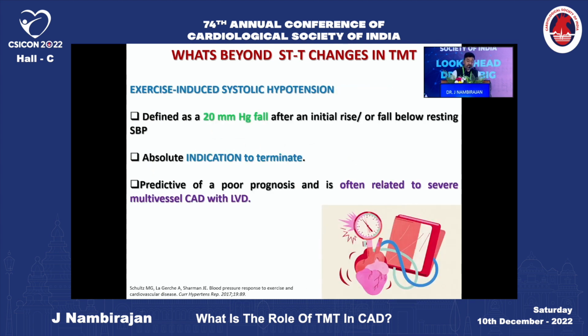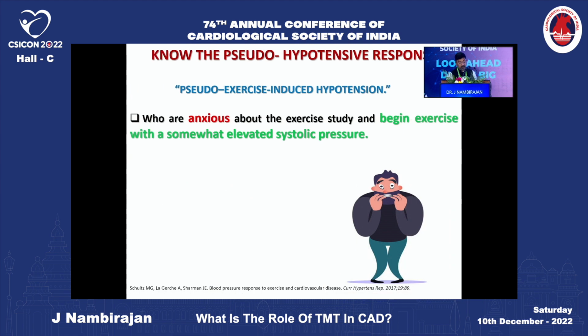So again, and most important, an exercise induced fall of more than 20 millimeters after an initial rise, or a fall below the resting systolic blood pressure, is an indication to terminate. It predicts a poor prognosis and it's related to multivessel severe coronary artery disease with LV dysfunction. So pseudo exercise induced hypotension is seen in anxious patients.